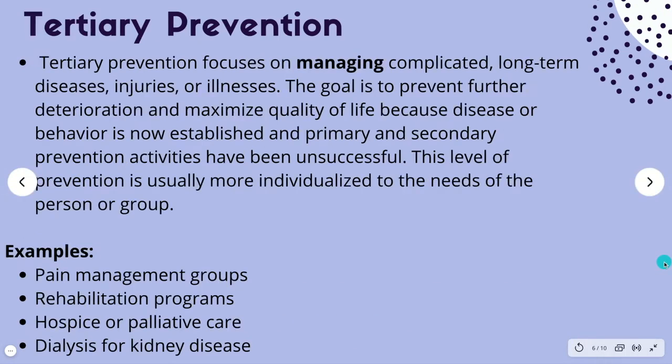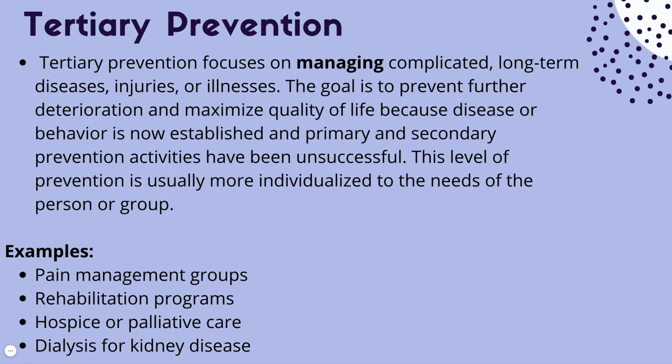Then the last type of prevention, remember this was the very tip of that triangle. This is when the disease or the behavior has progressed. And here it's all about manage it. You want to manage this disease. You want to focus on quality of life. So you're managing those long-term illnesses, those long-term symptoms, those long-term injuries. Here, the goal of tertiary prevention is you don't want deterioration to progress.